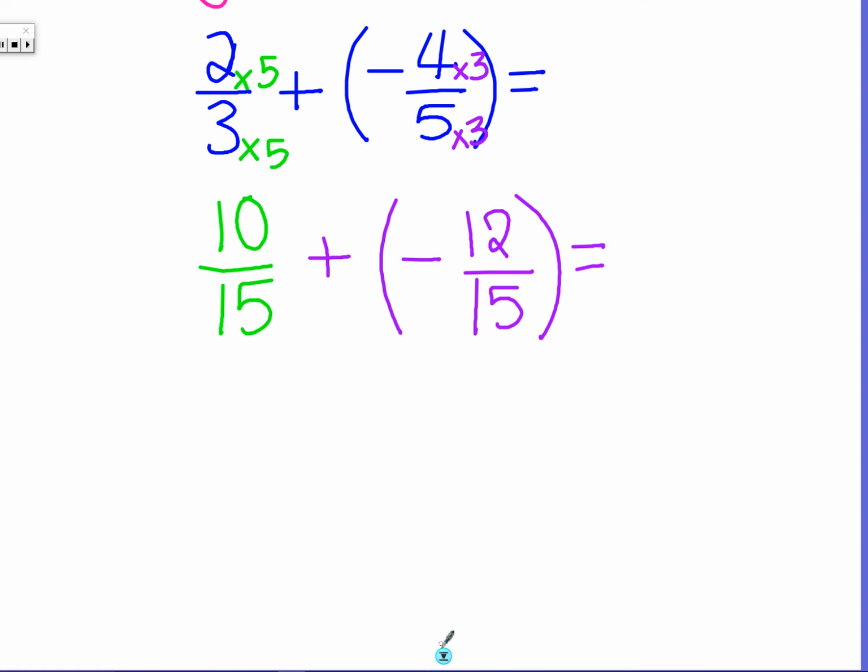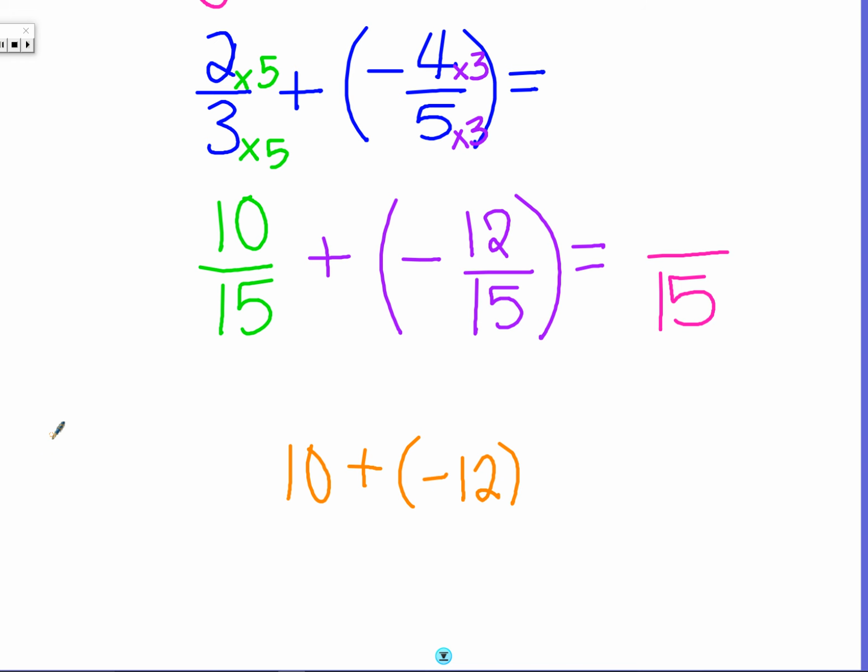Okay. And the reason that I got a common denominator is because when we add fractions, we need the denominator to stay common. So this denominator number does not change when we add fractions. And now what I'm going to do is add the numerators. The numerators are 10 plus negative 12.